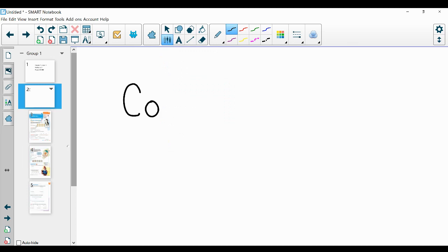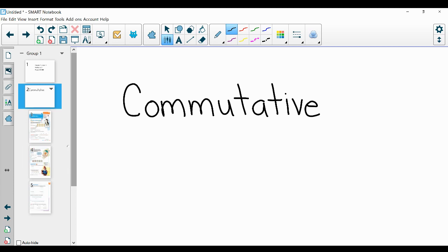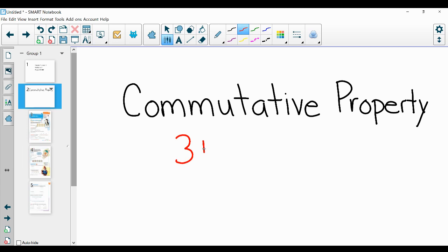Commutative property. Commutative property says that you can reverse the order of addends in addition or factors in multiplication, and you will get the same answer. So commutative property of addition looks like this. 3 plus 5 equals 8. Likewise, 5 plus 3 equals 8.